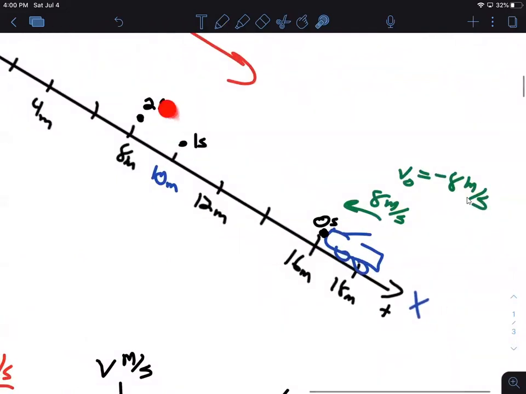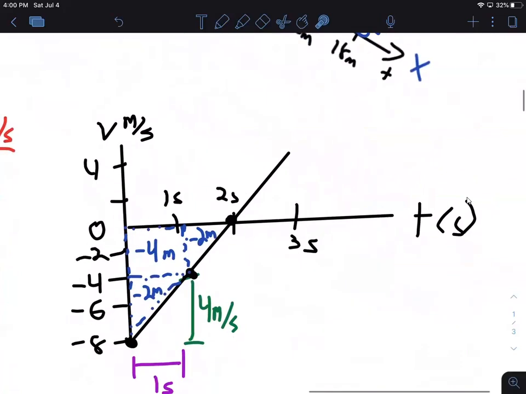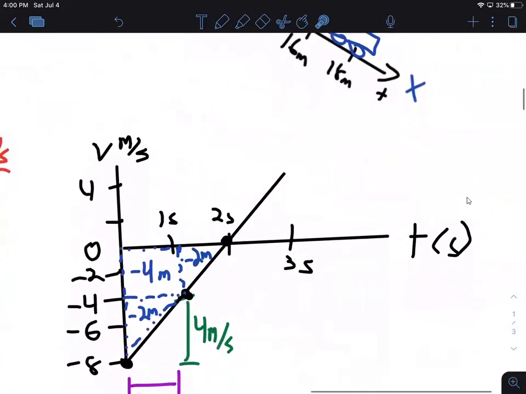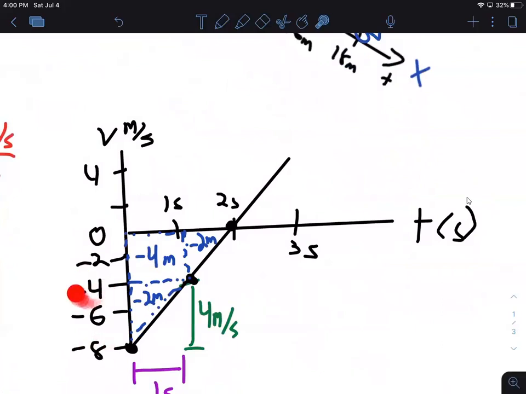Now I've gone a smaller change in displacement because my velocity, its magnitude, its size has gone down, right? I went from -8 down to -4. You might say, well, haven't you gotten bigger because you're getting more positive? But remember, this negative just means the direction. So 8 is a bigger speed than 4. So I am slowing down here.